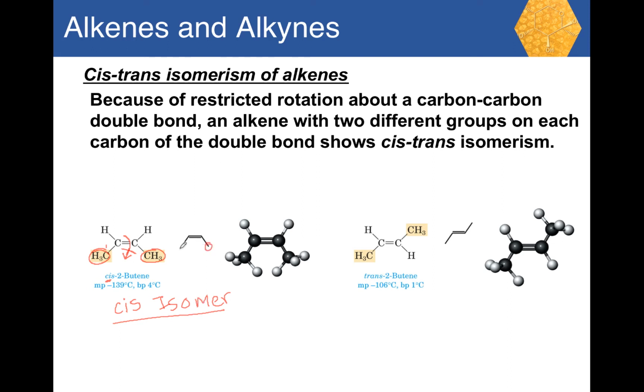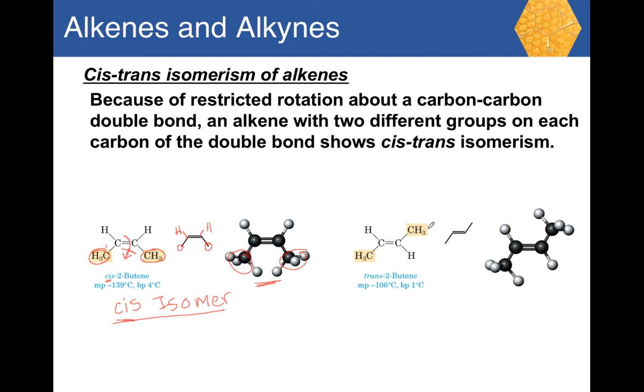Here's another way of drawing it. Notice that's a methyl group, and that's a methyl group, and there is a hydrogen here that's not written because that is the line angle representation, and another hydrogen that is not written. Here is the representation using a model. So here's the methyl group, and here's the methyl group on the same side, so that makes it a cis isomer.